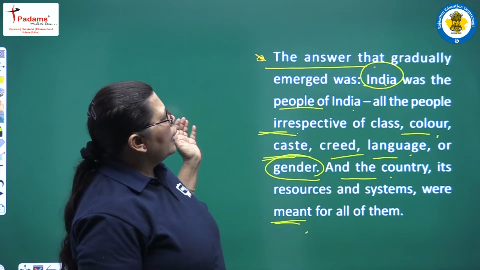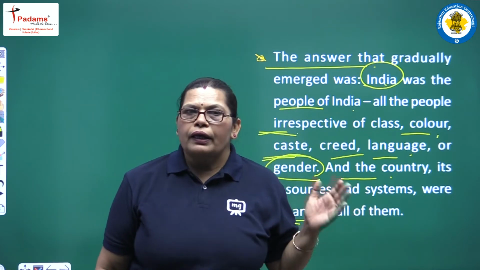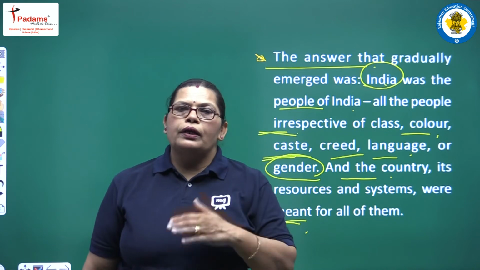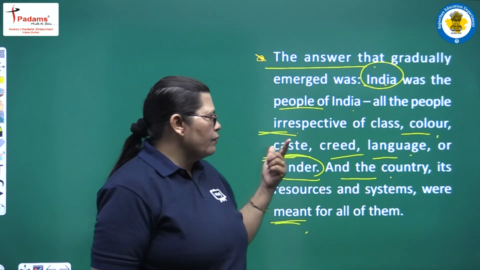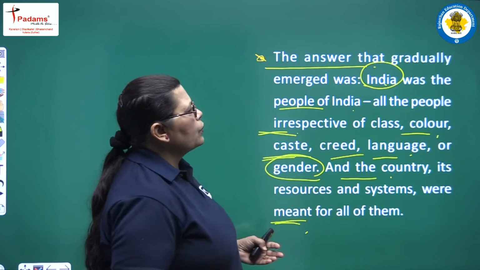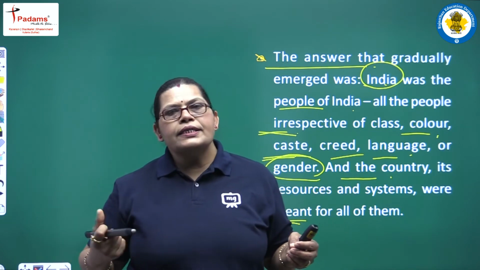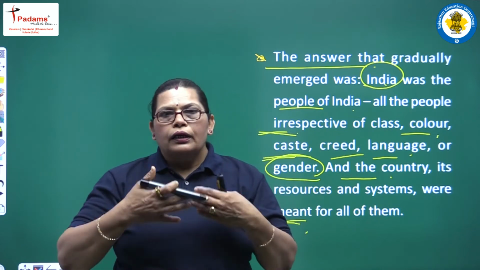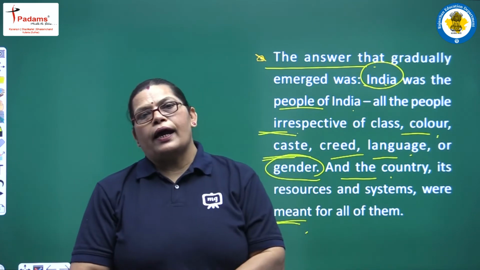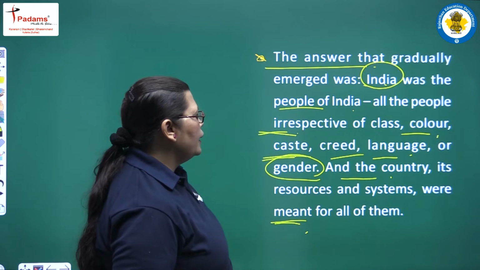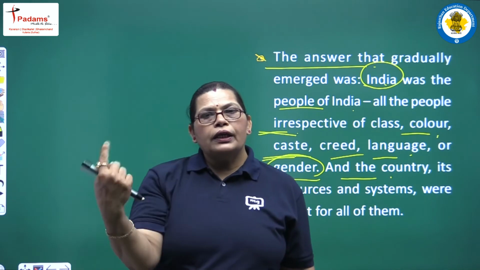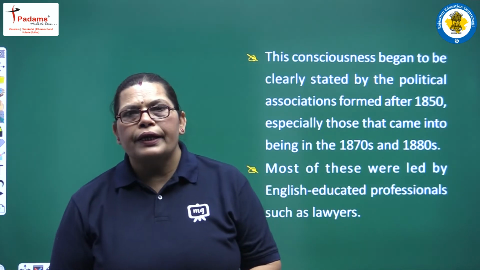See the conditions, we have the answer, children. हम कह सकते हैं कि हमारे इंडिया में किसी भी क्लास के पीपल को ले लें, किसी भी कलर के पीपल को ले लें, किसी भी लैंग्वेज वाले पीपल को ले लें, या फिर हम कहें कि भले वो लेडीज़ हो या जेंट्स हो, क्योंकि हमारा इंडिया कोई एक जगह, एक स्टेट से नहीं बना है। हमारा इंडिया पूरे जो अलग अलग स्टेट्स हैं, रीजन्स हैं, उनको मिला के बना हुआ है, उनके लोगों को मिला के बना हुआ है। That's why we are saying that its resources and systems were meant for all of them, not for a single person, not for a group of persons it belonged.